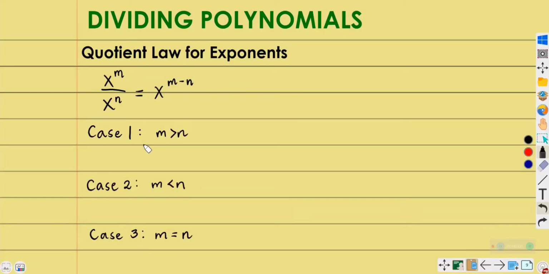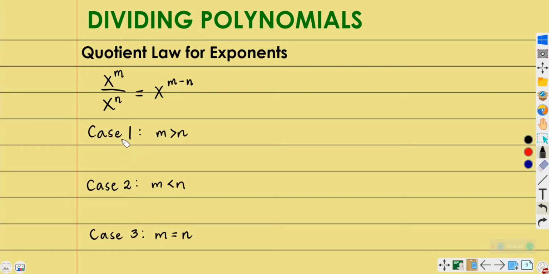Good day students! In this video, aaralin natin kung paano mag-divide ng polynomials. Of course, ang gagamitin po natin dito ay yung Quotient Law for Exponents. I hope naaalala po ang ating law na ito na inaral po sa previous lessons natin. So, when we are dividing expressions with the same base, ang gagawin po is to subtract the exponent.